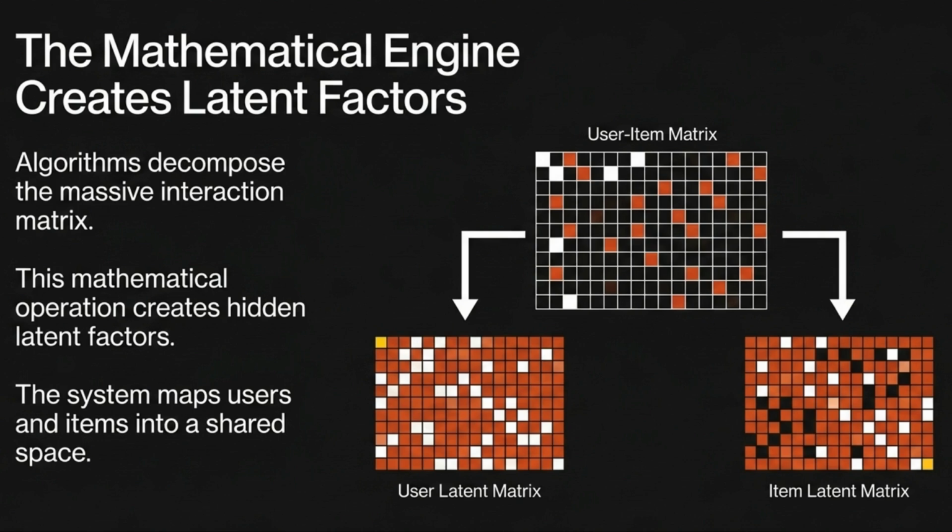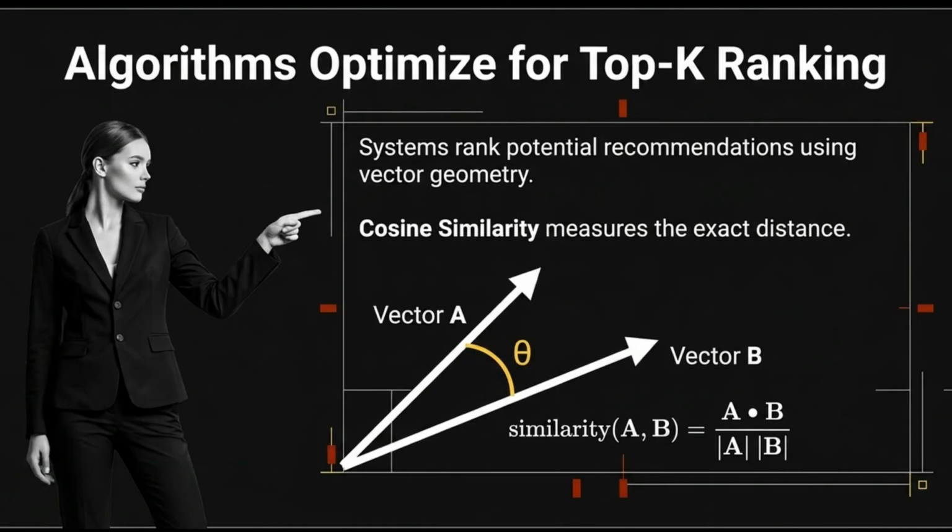The mathematical engine behind these systems uses decomposition to translate a massive user-item interaction matrix into latent factors. This maps users and items into a shared vector space. To provide recommendations, algorithms often use vector geometry. Cosine Similarity is a common metric used to measure the distance between vectors, allowing the system to rank recommendations effectively.